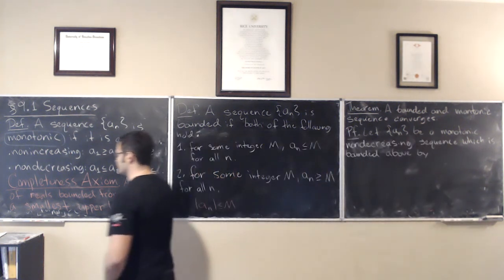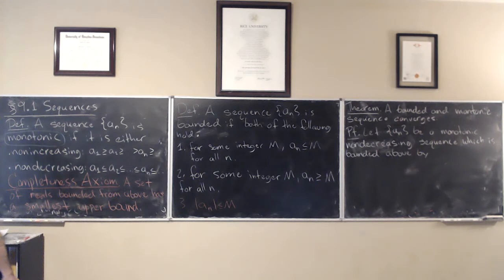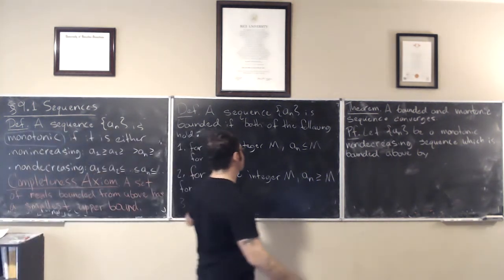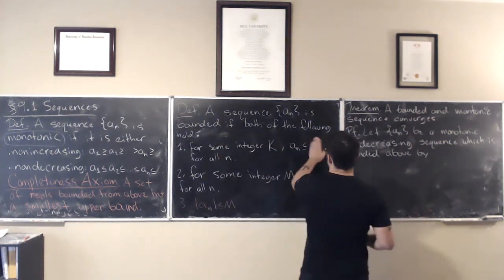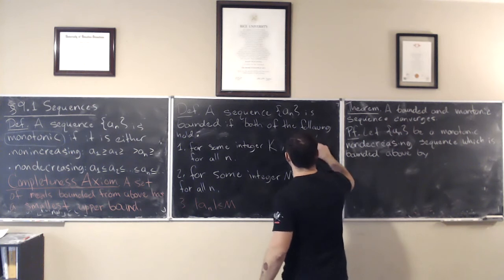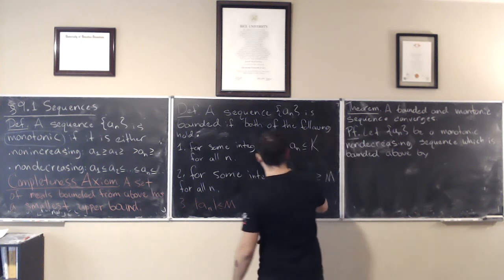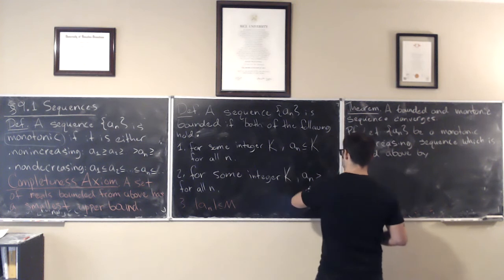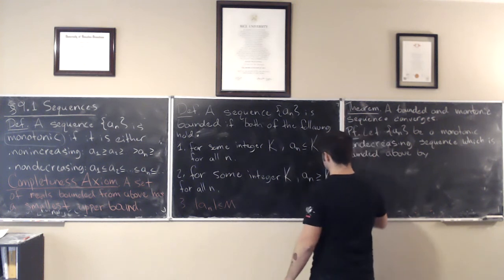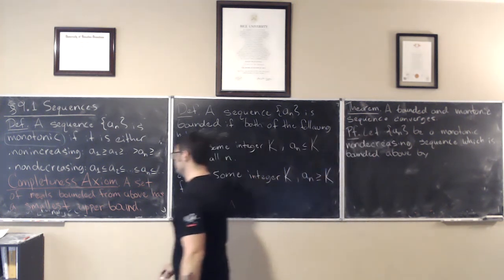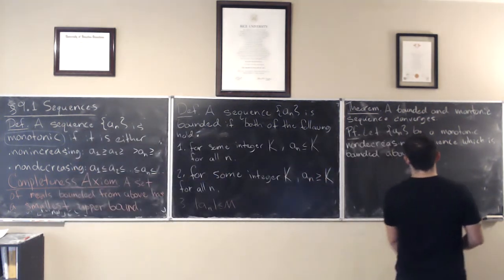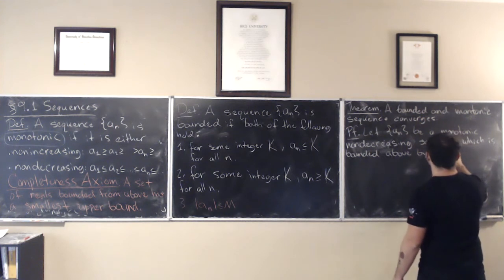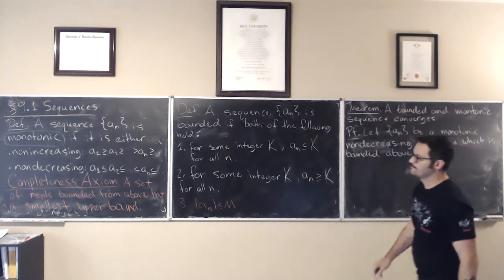Was I using M earlier in the definition of the convergence of sequences? Dang it, it was. Let's just use K, because I was using M in the definition of convergence earlier. I don't want to confuse you. So just make this K. That way it's not confusing you. And so we're going to suppose that this sequence is bounded above by K. Okay?